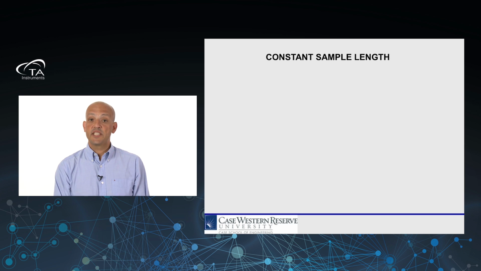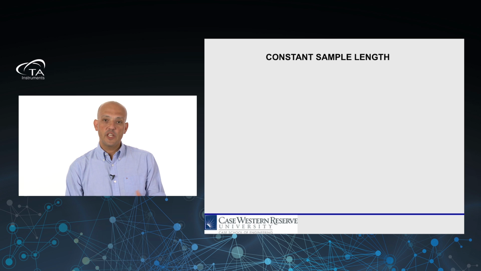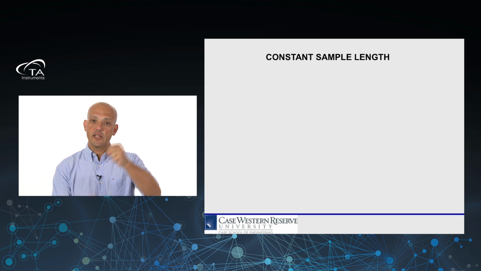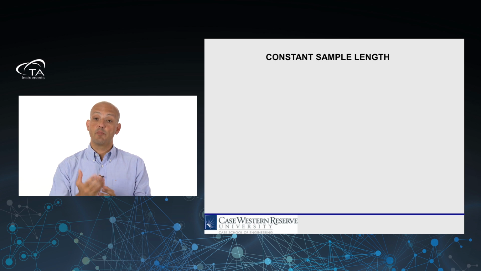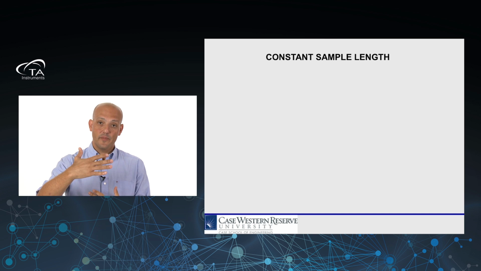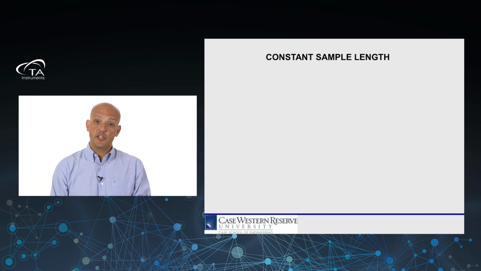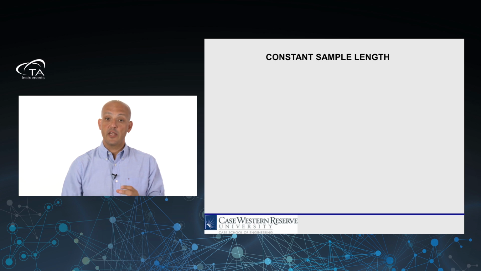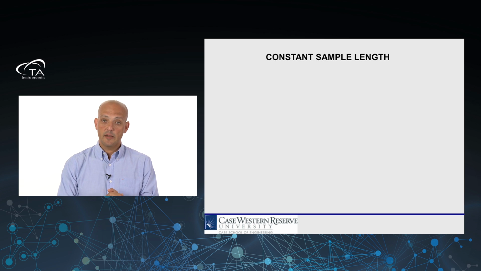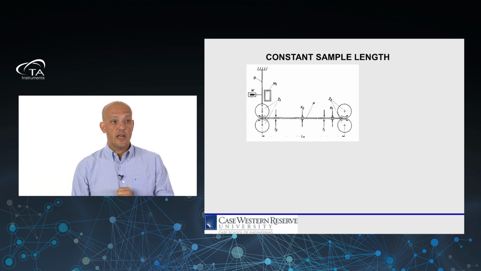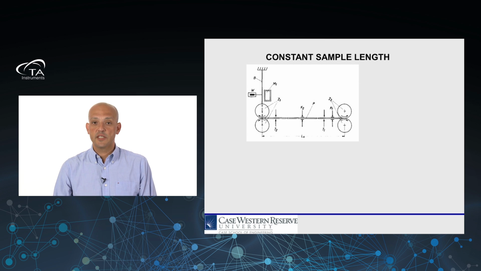Now, for constant sample length experiments, things change slightly. One of the issues with the varying sample length is that one needs to apply an exponential velocity profile. And that is not always easy. Life would be a lot easier if we could just apply a constant separation speed. And we do that using, as I said, the constant sample length methodology.